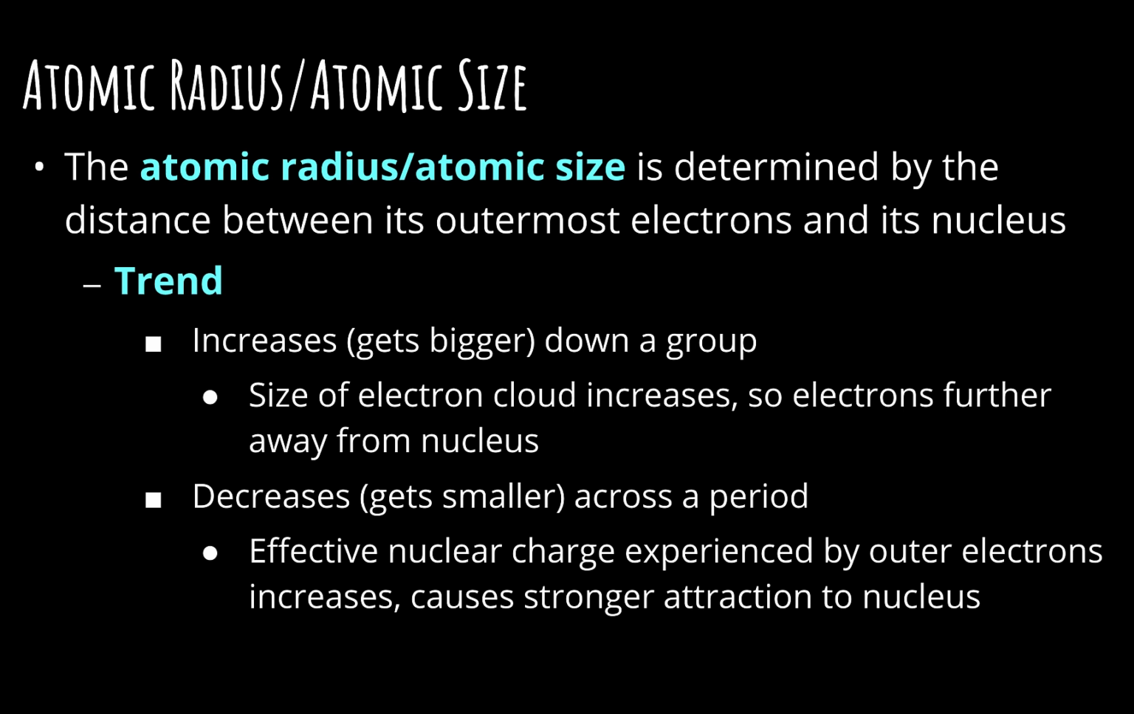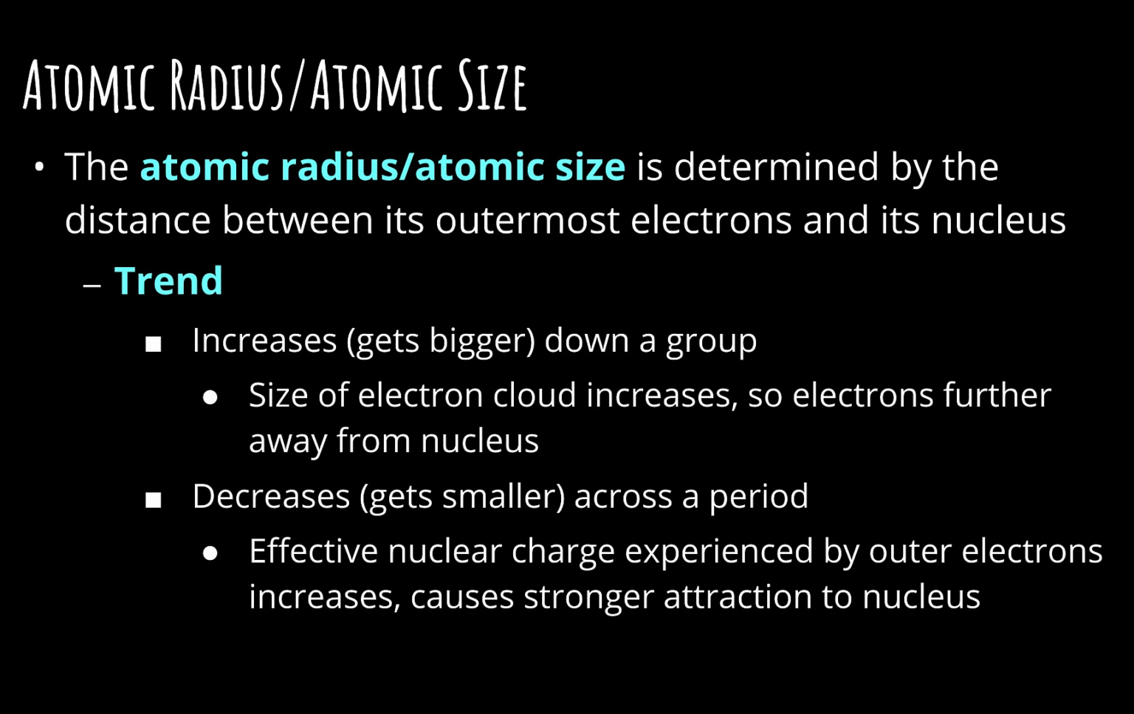Usually this is called atomic radius, but some people refer to it as atomic size. This is determined by the distance between the outermost electrons and the nucleus. If you think about what a radius means in math class, it's basically the same idea. So it determines how big the atom is. The trend is that the atomic radius gets bigger as you go down a group. So you could say the atoms are larger as you go down.